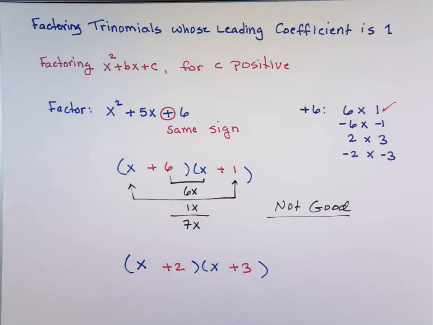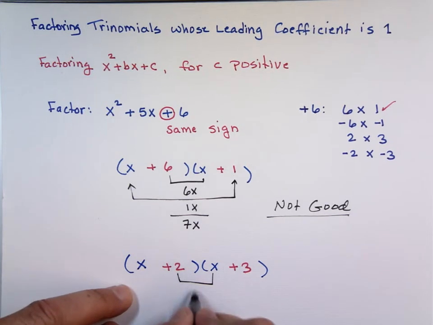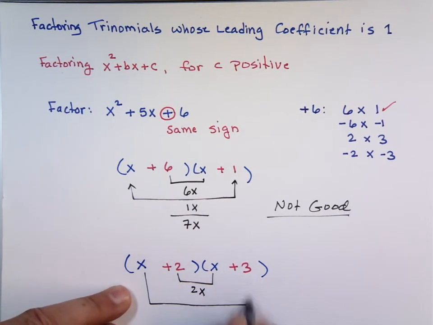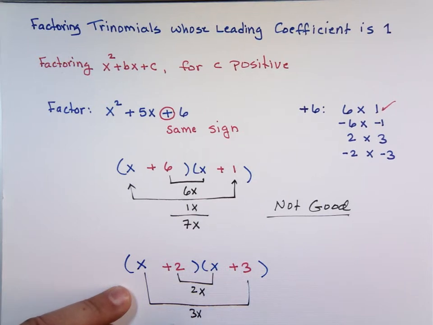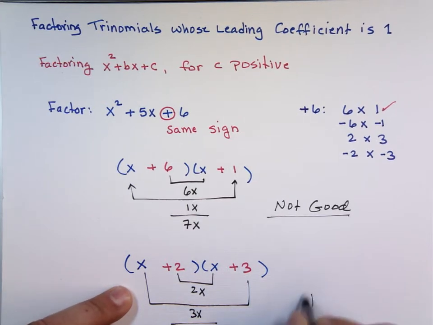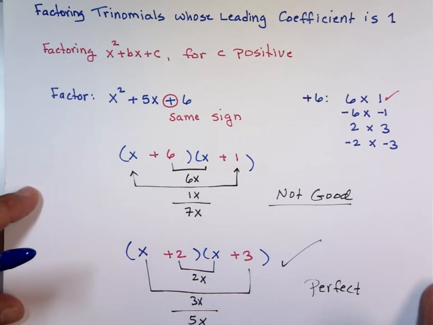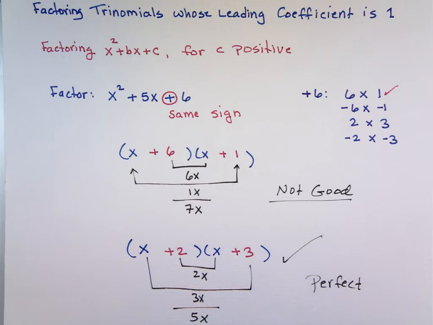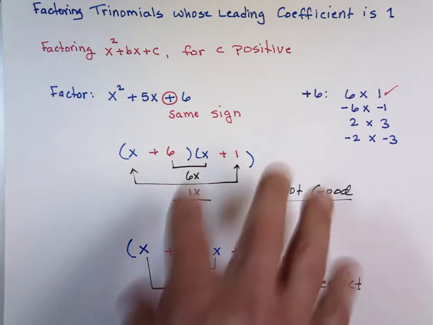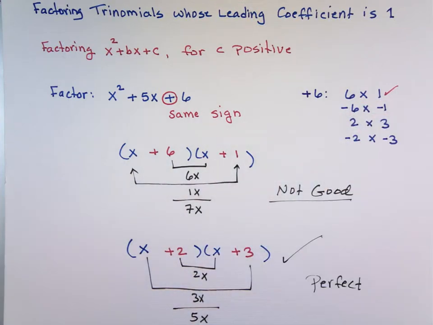Let me try the 2 and the 3. Does that give me the 5x that I need? That's a 2x. That's a 3x. When you add them, what do we have? 5x. Perfect. So this is the correct factoring. Now, notice I could be here for 5-10 minutes before I find the solution to that. That's too much work. Is there a different method I can get to it quicker and faster than just trying all these options? And the answer is yes.